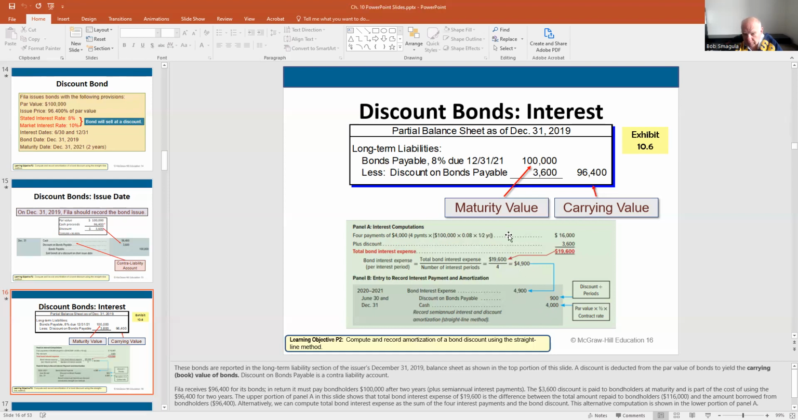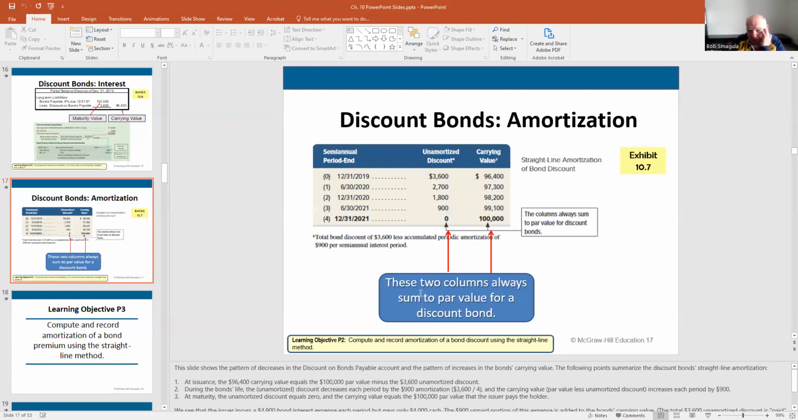We have to start getting rid of the amortization of the discount. And we do that with a credit to discount on bonds payable. The total interest expense becomes $4,900. That $4,900 has two components: the cash payment plus the amortization of the discount.